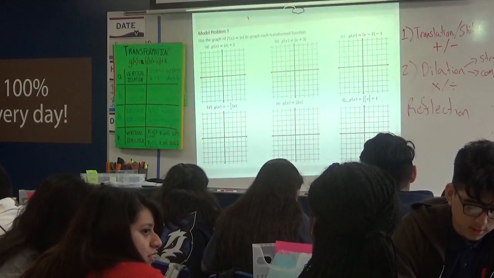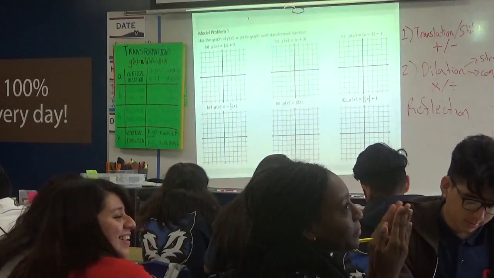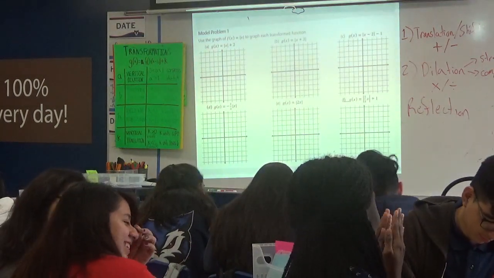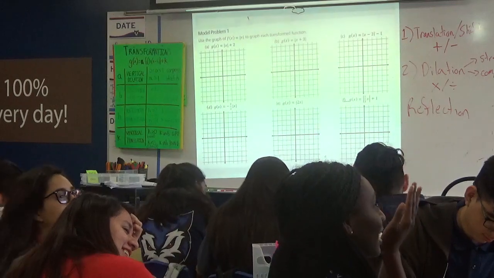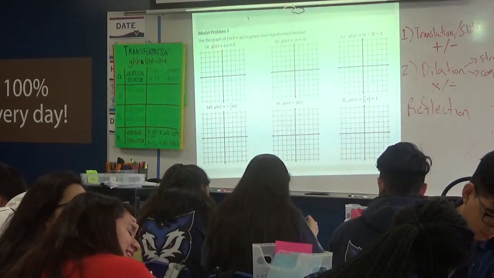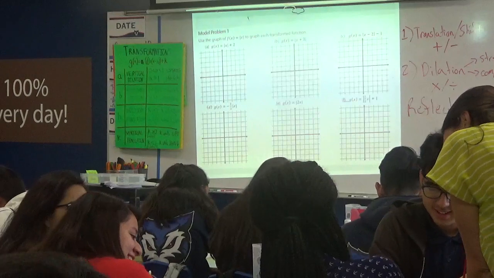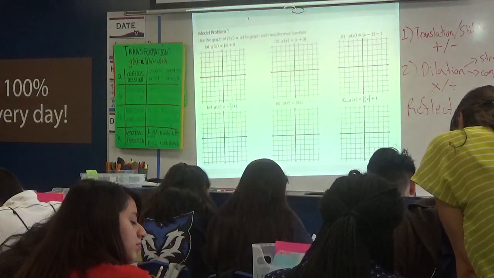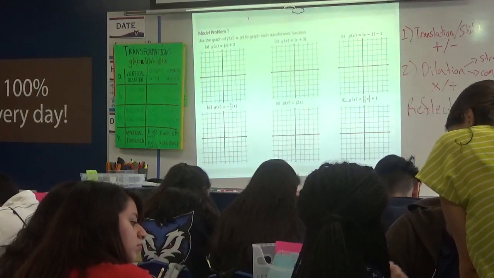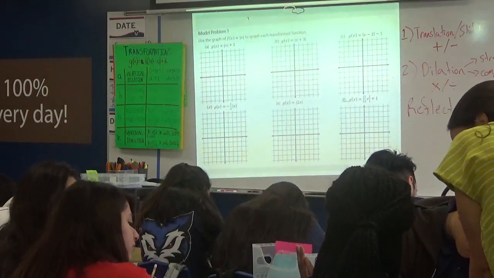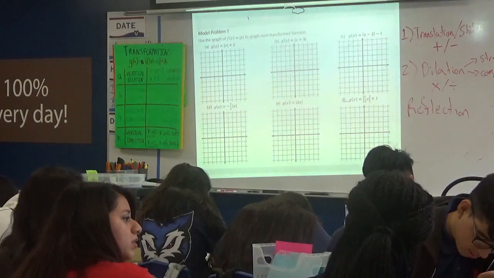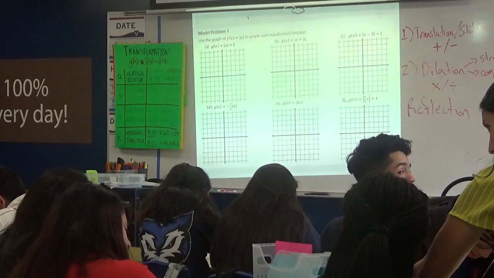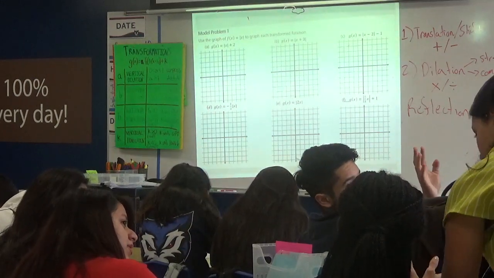Very good. Kevin's off to a good start. Okay, where's outside? This one is inside, so we're talking left and right. But this is not a compression or a stretch, so it won't be going in or out, it's literally just going to move. And it's plus 3, which is the opposite of what you would think, so it goes back 3.